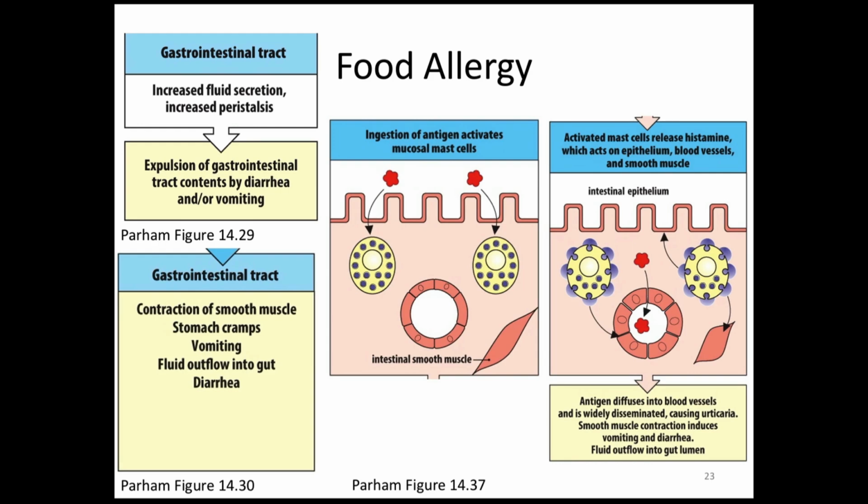And so now we're going to start to see things like vomiting and diarrhea and stomach cramps, all of those types of things because of all those effects on the smooth muscle. One other thing to note is that sometimes when you start to see antigen in the GI tract, that antigen can then get a bit into the bloodstream. And so you might see some effects elsewhere.